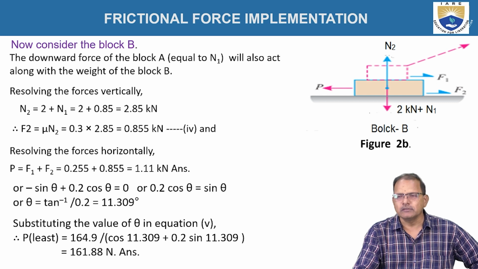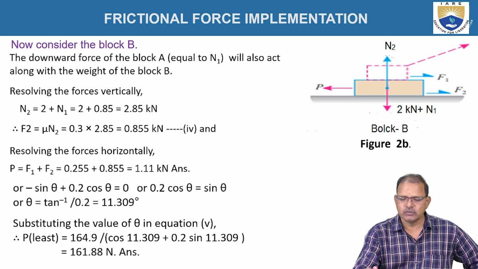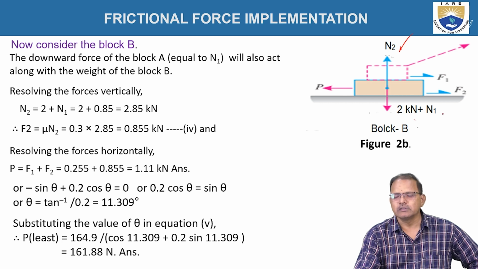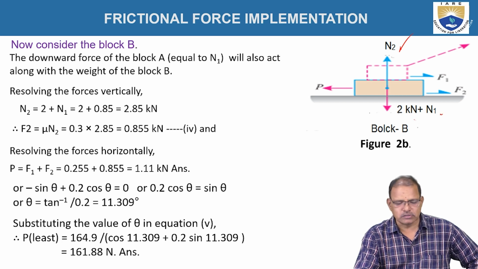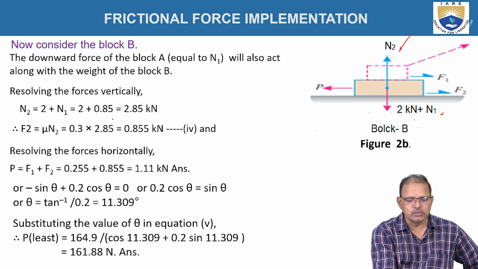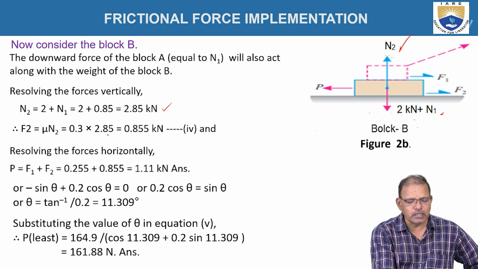Now consider block B. The reaction acts in the upward direction, N2. The total weight, 2 kilonewtons plus N1, is acting in the downward direction. That is, N2 is equal to 2 plus N1, which is equal to 2 plus 0.85, equal to 2.85 kilonewtons. And F2 is equal to mu N2, which is equal to 0.3 into 2.85 kilonewtons.